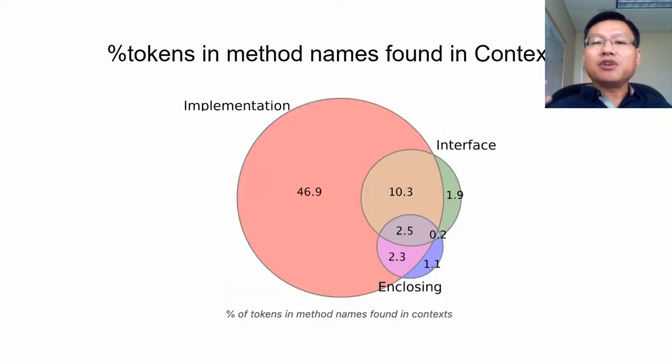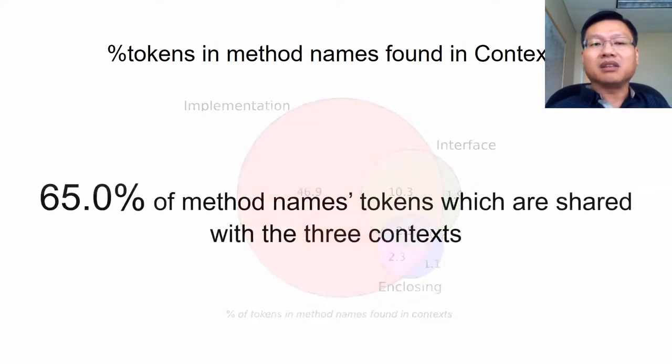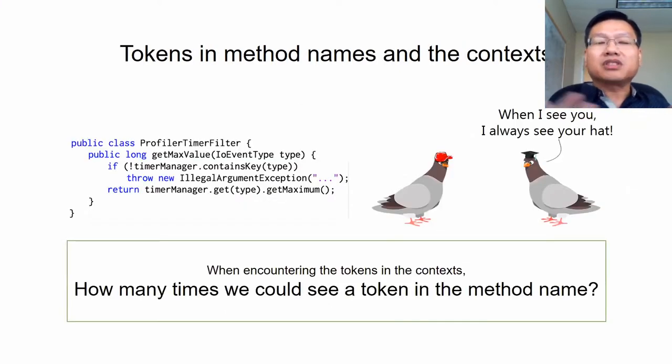And if you look at the percentage of the tokens of the method name in the contexts that I mentioned earlier, here's a Venn diagram showing the sharing between the tokens in the method name and the contexts. We see that 65% of the tokens in the method name can be found in those three contexts. Now, you can ask me, what if I don't see any of those tokens in the context?